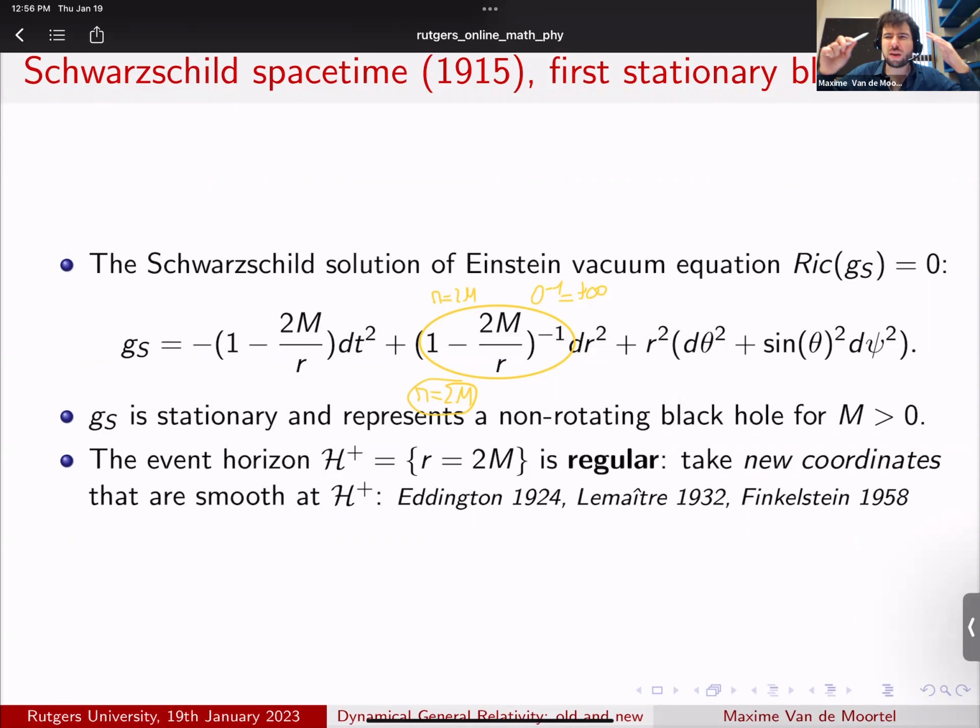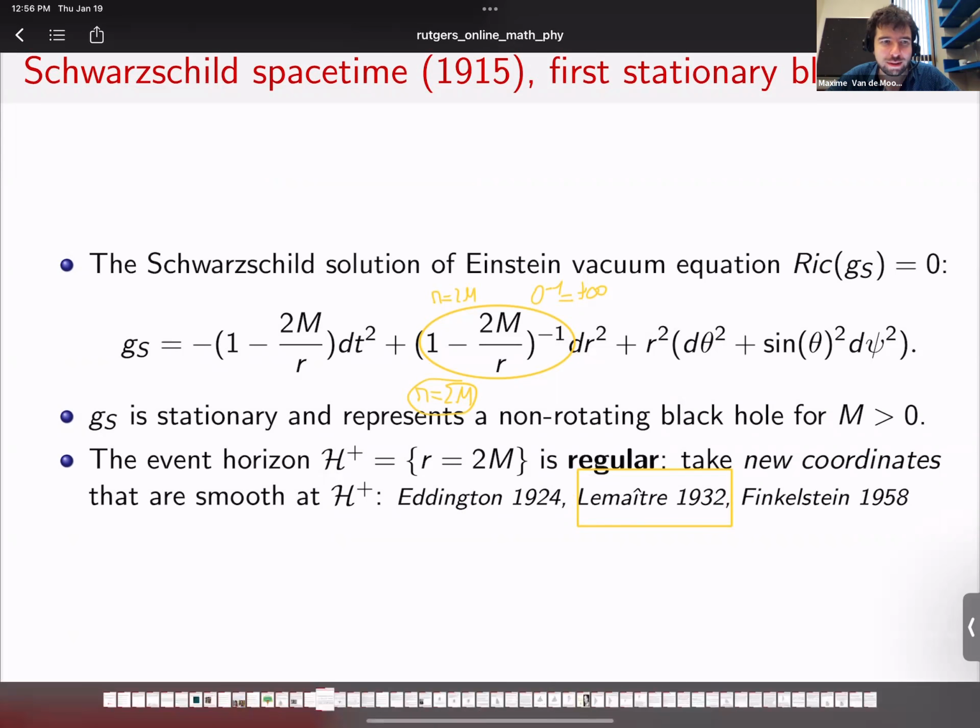People said there is a very bad singularity, the solution is ill-defined. There's one person who understood the confusion before anyone else: an obscure Belgian priest in the 1930s called Georges Lemaître. He was not a physicist, he was not in the academic community, but he wrote a bunch of papers that were essentially ignored until much, much later, and that were rediscovered, in fact, by Penrose in the 60s.